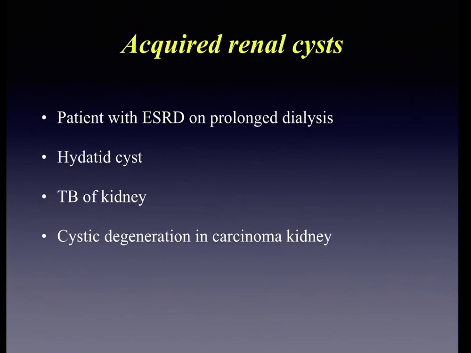So this can be seen in patients with end-stage renal disease who are on prolonged dialysis. So it can be dialysis associated, or in case of hydatid disease, it can be seen, and also in tuberculosis of kidney and cystic degeneration in any carcinoma of the kidney. So these are the conditions wherein we can get acquired renal cysts.